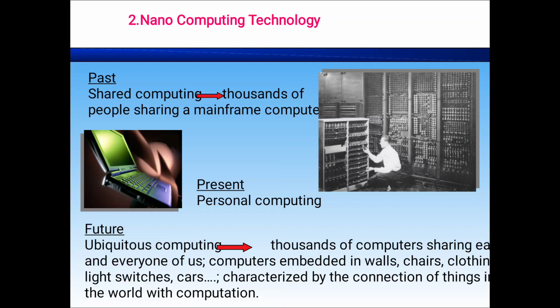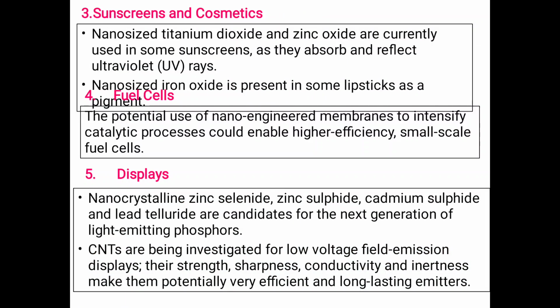So next one is nano computing technology. In the past, shared computers were used. Thousands of people used a mainframe computer. Now we are using personal computers, but in future ubiquitous computing will be possible, because thousands of computers will be shared by each one of us. So computers will be embedded in walls, chairs, clothing, lights, switches, etc. This is possible only because of this nano computing technology.